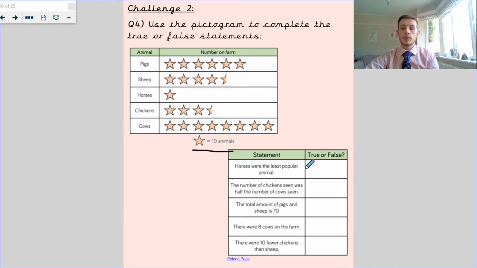Horses were the least popular animal, true or false? The number of chickens was half the number of cows seen, true or false? The total amount of pigs and sheep together is 70, true or false? There were 8 cows on the farm, true or false? There were 10 fewer chickens than sheep, true or false?